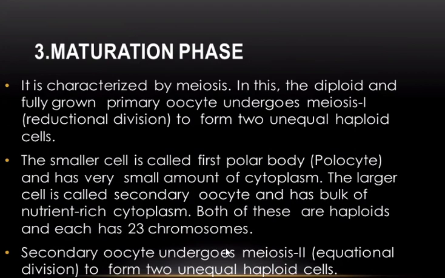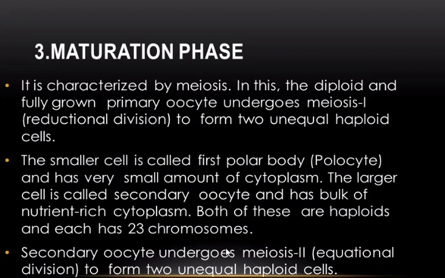And the third phase is the maturation phase. It is characterized by meiosis. In this, the diploid and fully grown primary oocyte undergoes meiosis I to form two unequal haploid cells. The smaller cell is called the first polar body, or polocyte, and has a very small amount of cytoplasm. The larger cell is called the secondary oocyte and has a bulk of nutrient-rich cytoplasm. Both of these are haploid and each has 23 chromosomes.